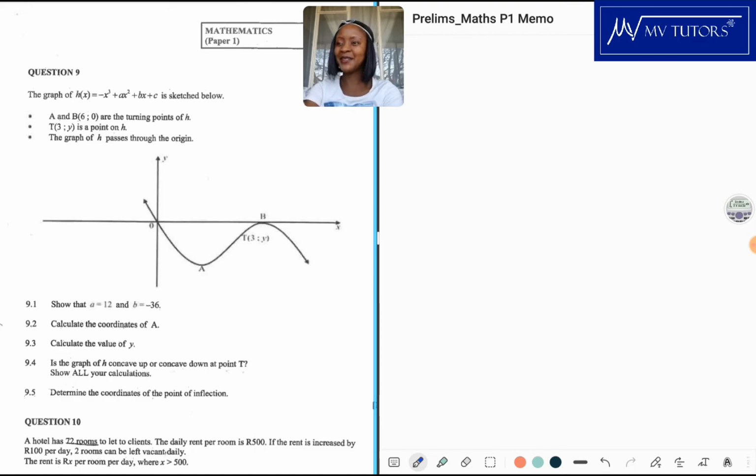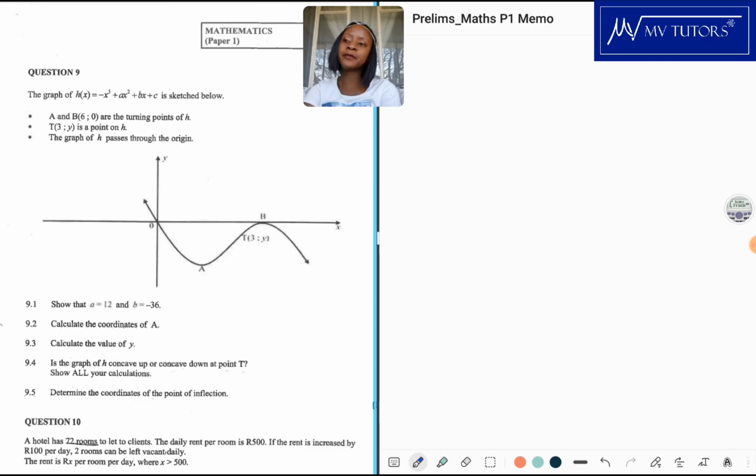We are almost there. So, question 9, cubic function. Again, if you are struggling, please go to the video where we discuss cubic functions. Okay, so yeah, question 9. We have the graph of h of x. So it's minus x cubed. And yes, I can believe it.